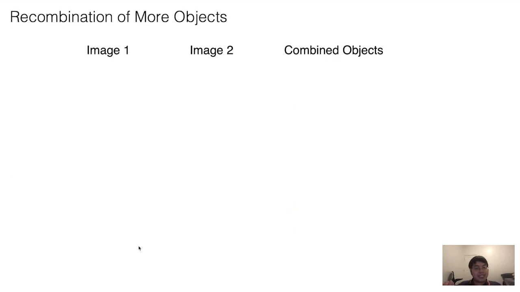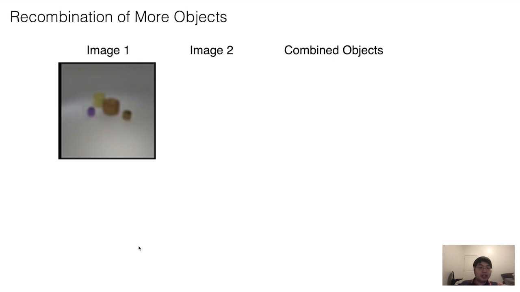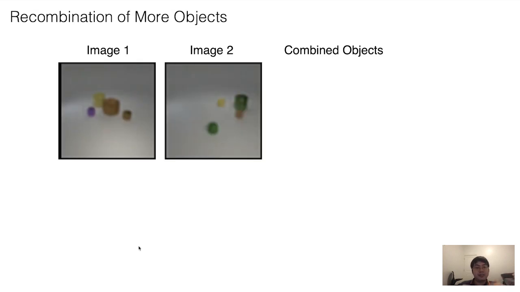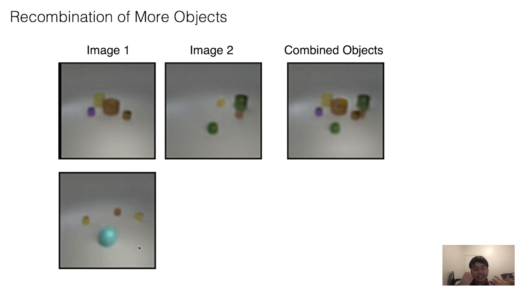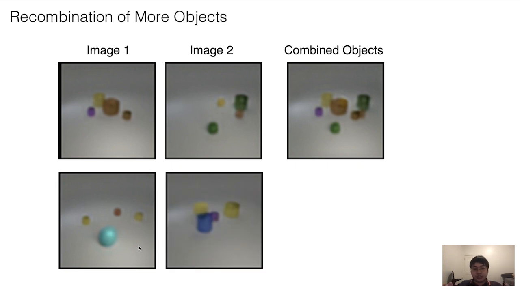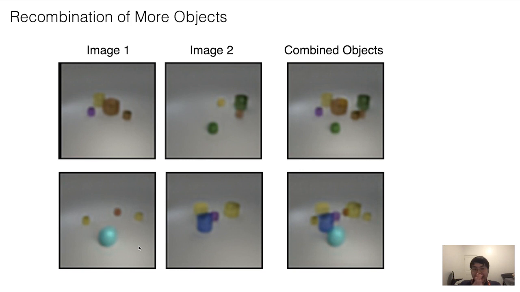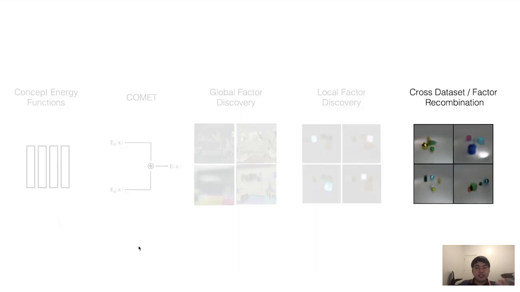Can we recombine these objects together across different images? Here, consider image 1, which consists of 4 different energy functions, and image 2, which consists of 4 other energy functions. We can add all 8 energy functions together and generate a scene with 8 separate objects. Analogously, take this image and this image, and again, we can combine all 8 energy functions together to generate a scene with 8 separate objects.